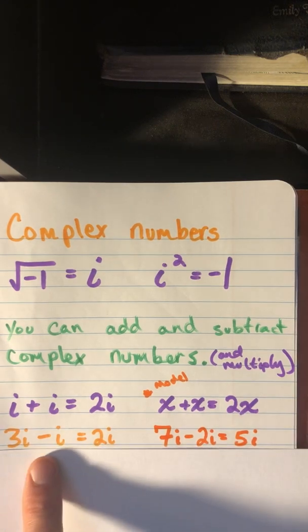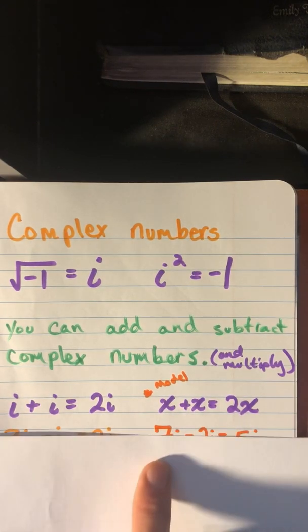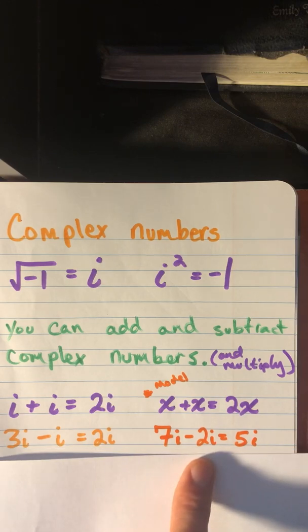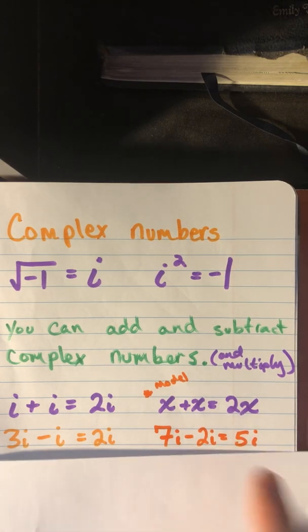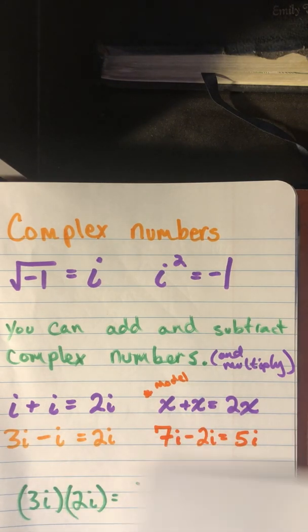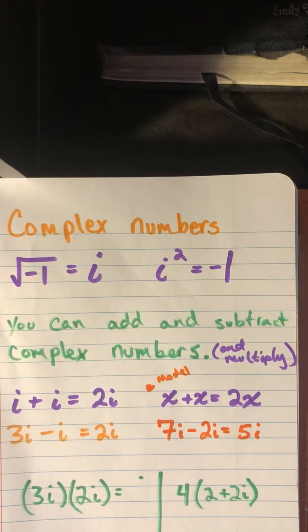So if you have 3 i's and you take away 1, you have 2 i's left. If you have 7 i's and you take away 2i, you get 5i. Okay, and then down here I want to multiply some for you.